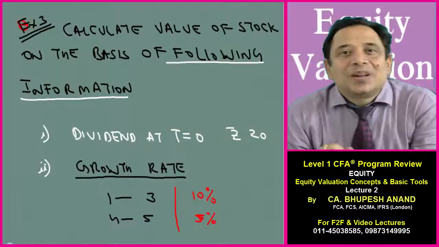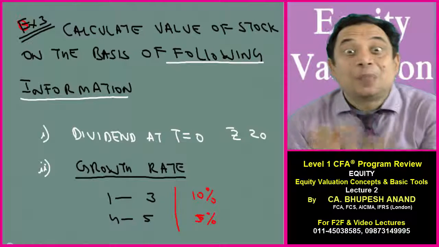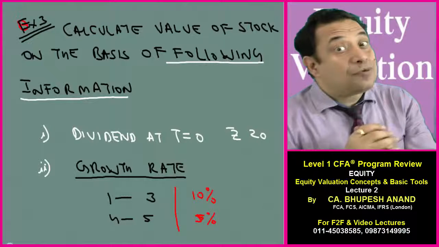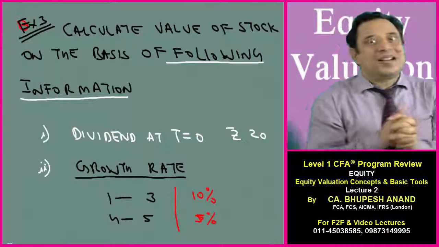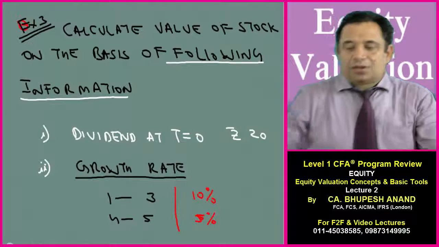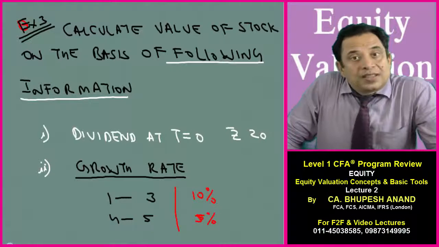I have added the growth rates. I have given you the dividends, past year dividend. Now, when past year dividends are given to you, you have to calculate next year's dividend, future year dividend. So calculate the value of the stock on the basis of the following information. Dividend at T0. Now it is given as T0. It is past tense. It has already been paid.